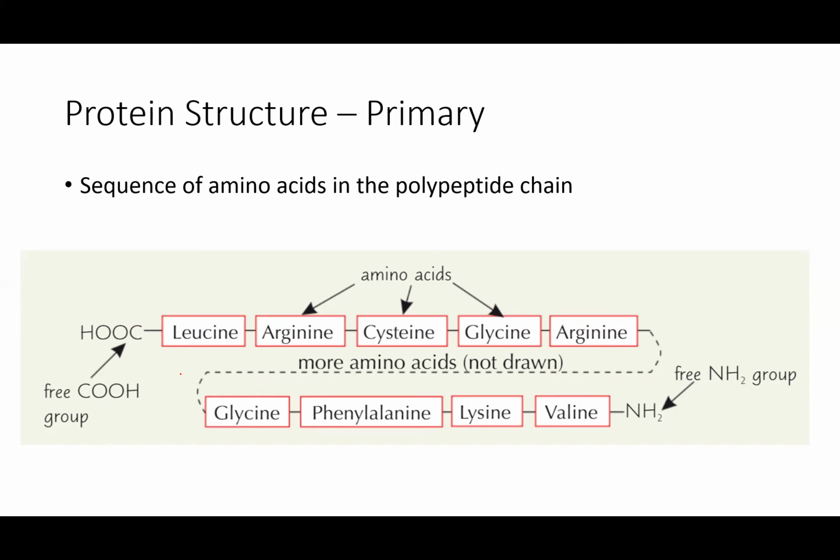So the protein structure, the primary structure. The primary structure is the sequence of amino acids in the long chain that make up the protein, so the polypeptide chains. Here's an example of one, and we've got all of our amino acids that make up this group. There's loads more that haven't been drawn on. And that is our primary structure, just that sequence of amino acids that are in that polypeptide chain.